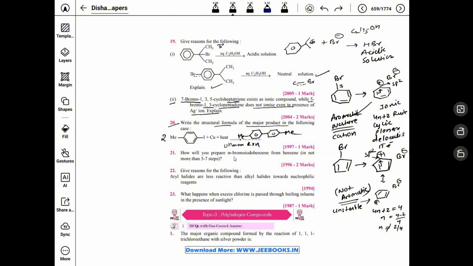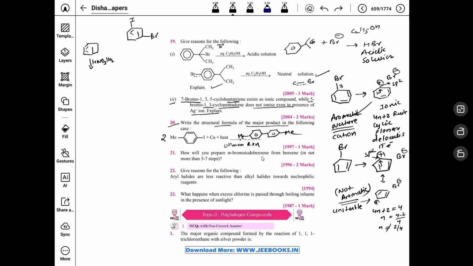Okay, how will you prepare meta-bromoiodobenzene from benzene in not more than 5 to 7 steps? To prepare meta-bromoiodobenzene from benzene, let's write the structure of benzene and what we have to prepare. Let's write the structure of that also. So this is iodo and bromo at the meta position. So first, what we should do is nitration.